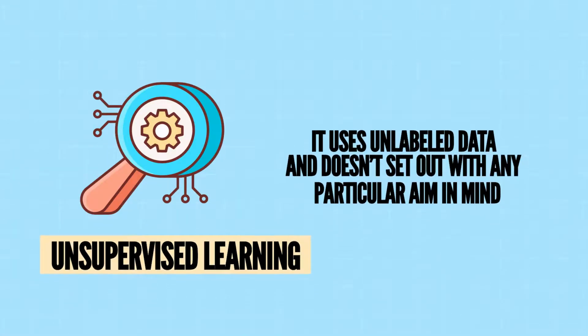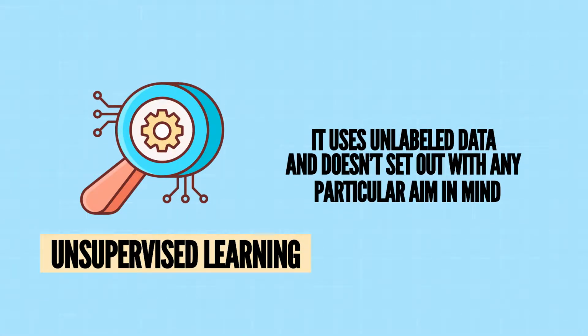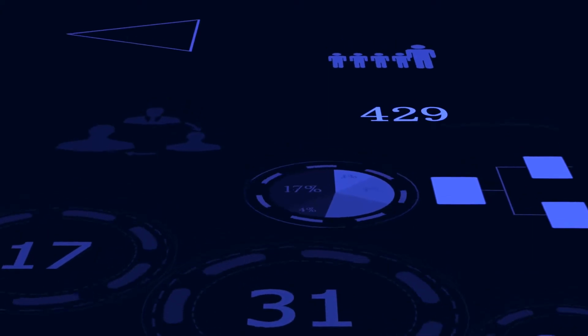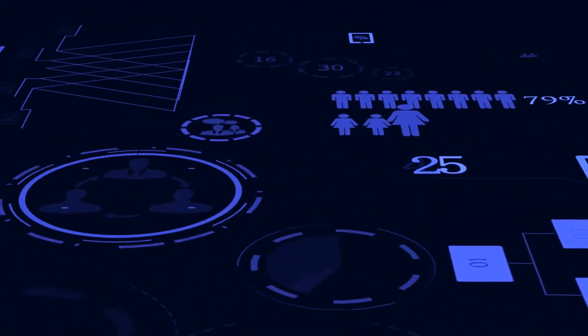The second type of machine learning is unsupervised learning. It uses unlabeled data and doesn't set out with any particular aim in mind. It analyzes clusters of data points with the aim of grouping them together in relevant groups.